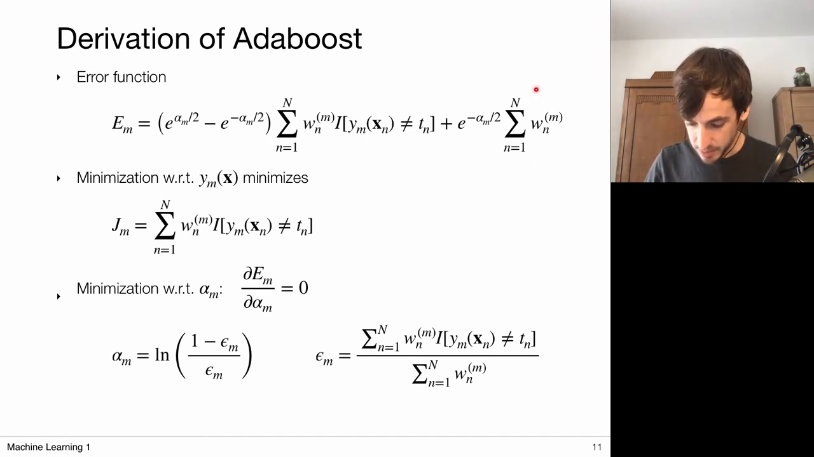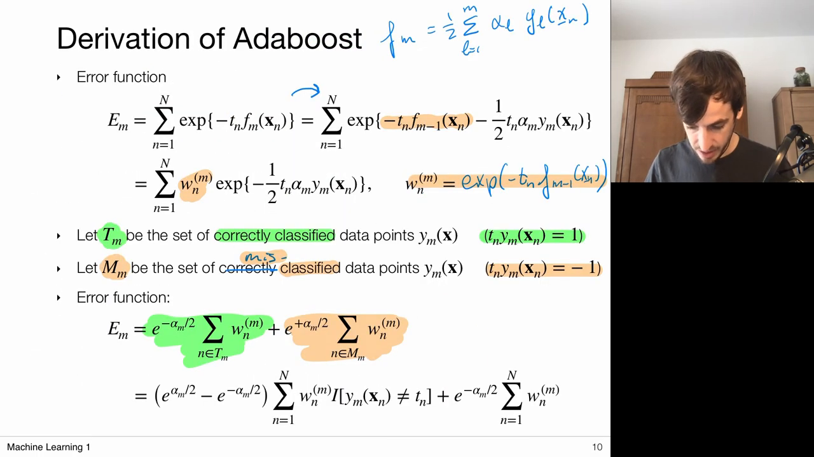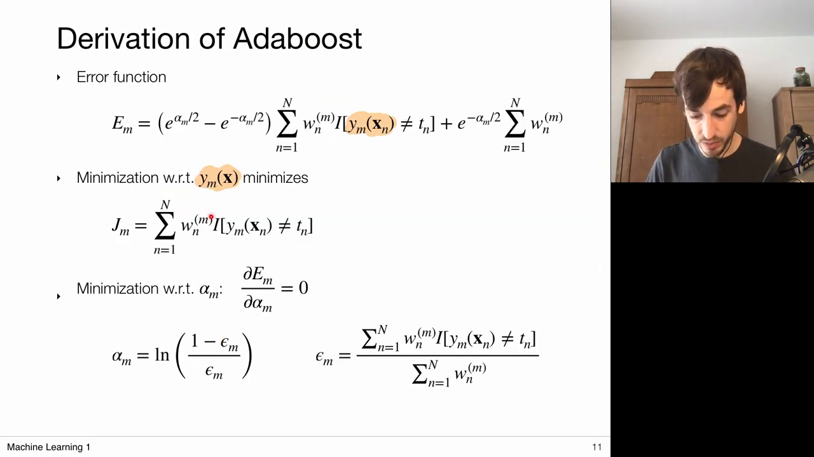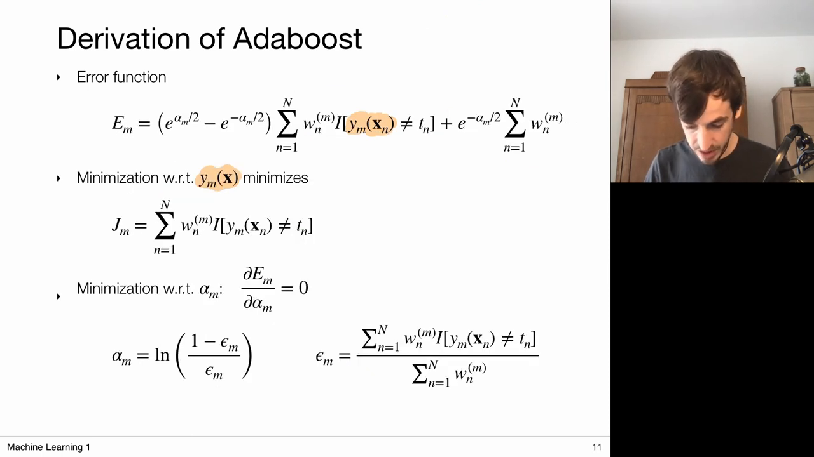So now we obtain this particular error function, and it becomes clear that if we want to minimize with respect to ym, we see ym only pops up at this location. This is just a constant with respect to ym. So if I want to minimize this error function, I should focus on minimizing this particular term, and that is precisely the objective in my AdaBoost algorithm. Going back to the AdaBoost algorithm, step one was to fit a classifier that minimizes this particular objective, which has these weights in it. These weights are given by this exponential grouping, which is what we just derived. I'll get back to that in a minute.